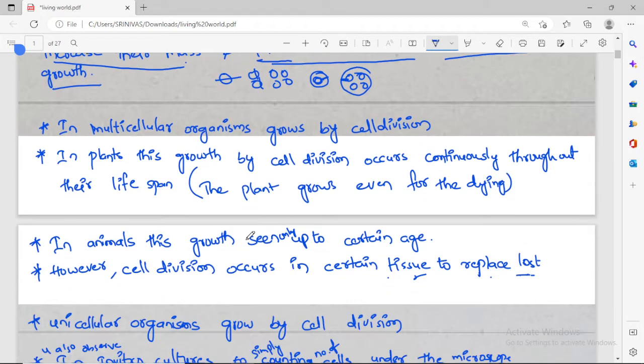Here we see growth in multicellular organisms. Multicellular means more cells. Multicellular organisms also grow by cell division. Plants, animals, and human beings all come under multicellular organisms. Multicellular organisms are also called eukaryotes.